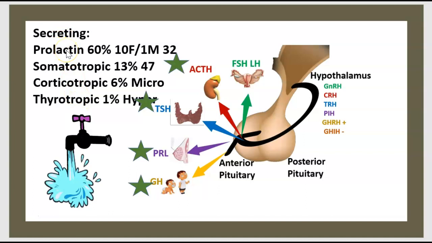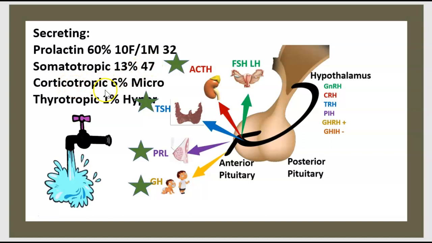Prolactin secreting tumors occur in 60% of cases. There is a female predominance with 10 females to 1 male. And they most often occur at the age of 32. The second category is somatotropic tumor. Somatotropic tumors are around 13%, and they occur at the age of 47.